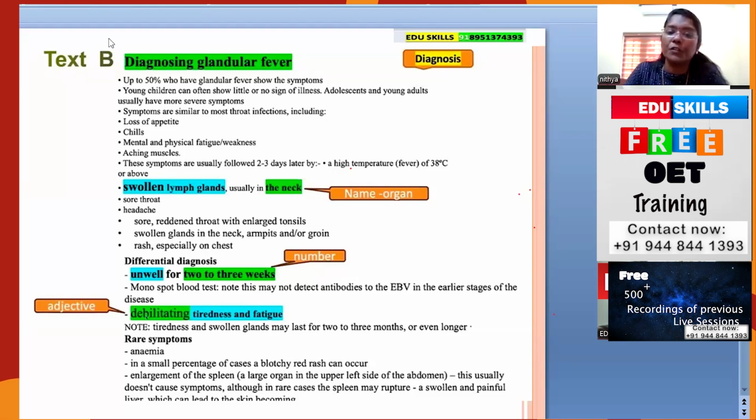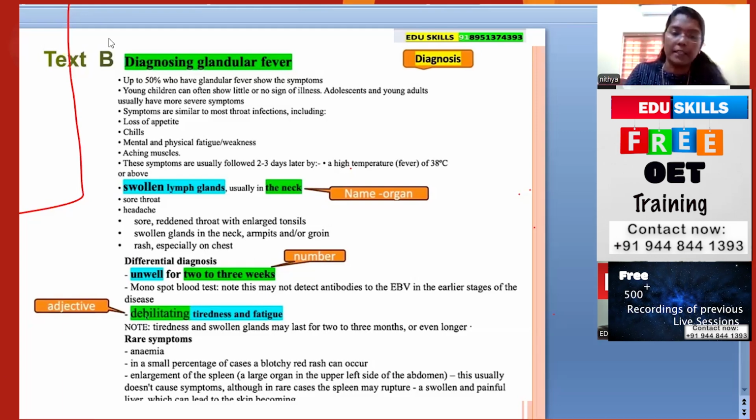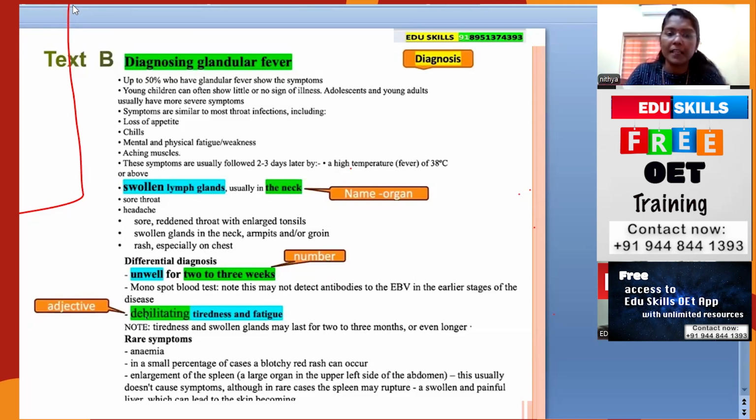Then unwell for 2 to 3 weeks. That is a number, a duration or period, so underline that. The adjective is unwell. If it is not underlined, there is no problem, because if you search for the number you will get it, and during scanning we will get unwell also. You can underline that also. Then next one is debilitating tiredness and fatigue. Debilitating is the adjective.